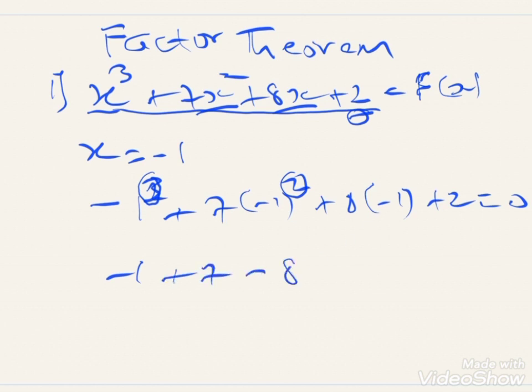+7 minus 8, +2 is 0. Why? Because -8 plus 2, these two here will give us -6, whereas -1 plus 7 will give us what? +6. Do you see that 6 minus 6 is now equal to 0. For that reason, x equals -1 is our solution. Okay? Or one of the zeros of what?